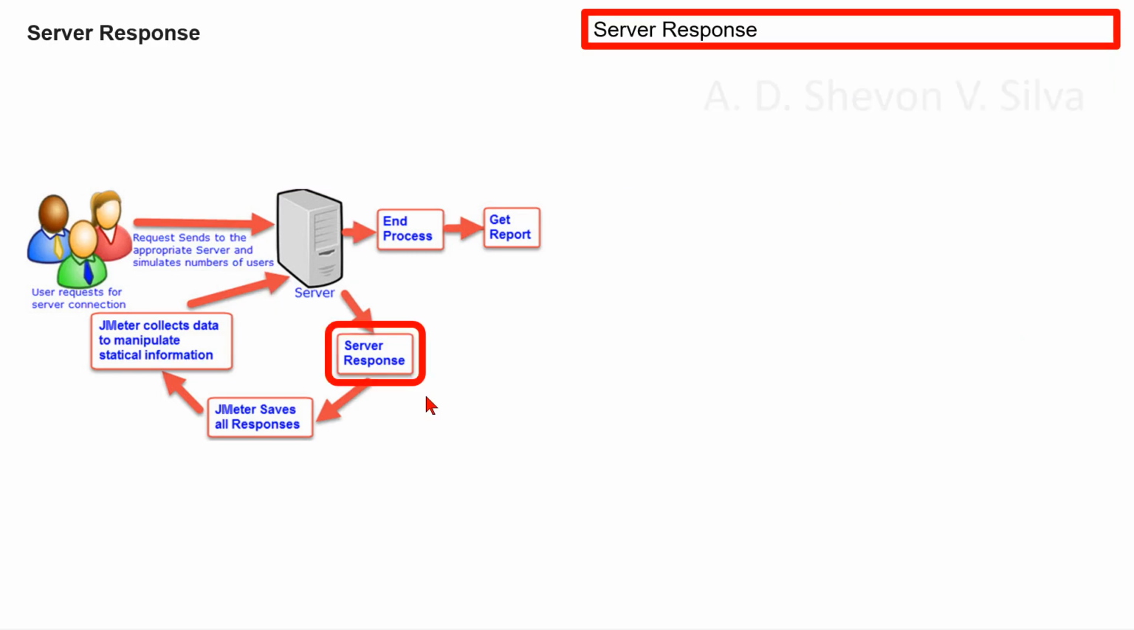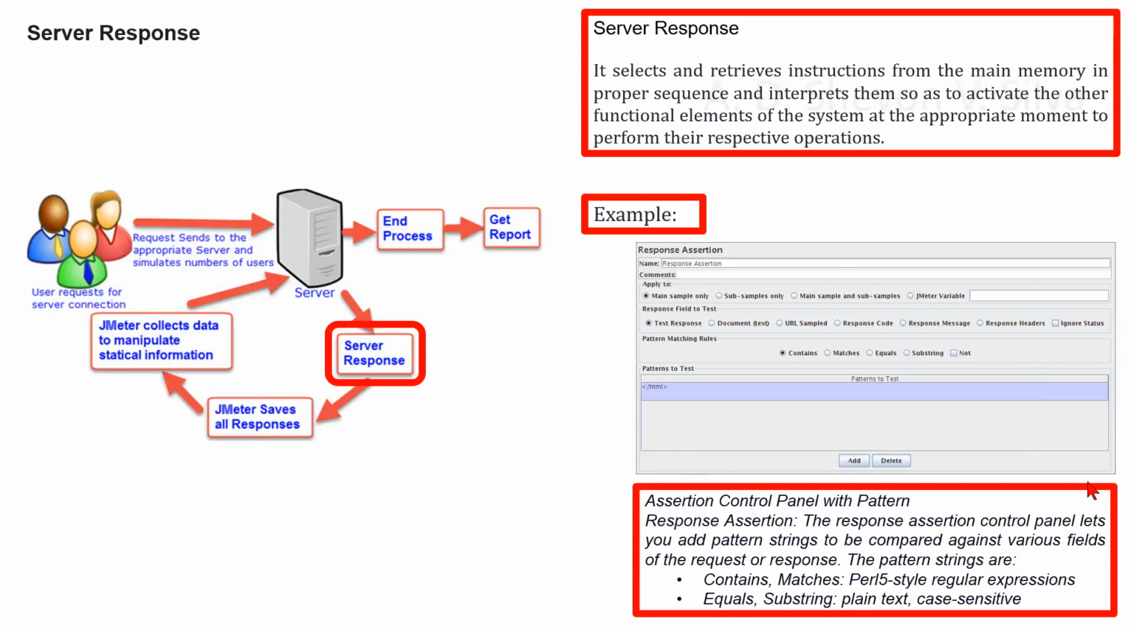Now we are focusing on server response. As an example, we can consider this assertion control panel with a pattern. The response assertion control panel lets you add pattern strings to be compared against various fields of the request or response. Pattern strings are Contains and Matches.